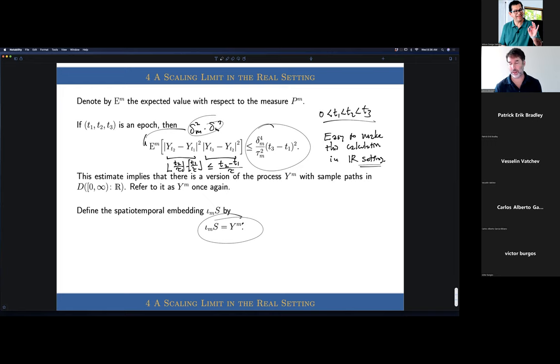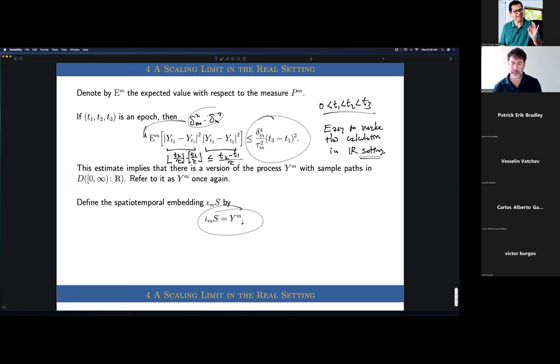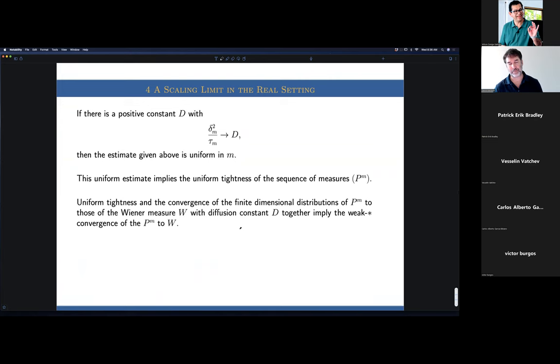So now we notice that you end up with this term delta m to the fourth over tau m squared. And we make no assumption. So the m is fixed here. We make no assumption on it. We only know that this is a null sequence and that this is a null sequence. Once you fix M, you have a version of the process in the Skorohod space.